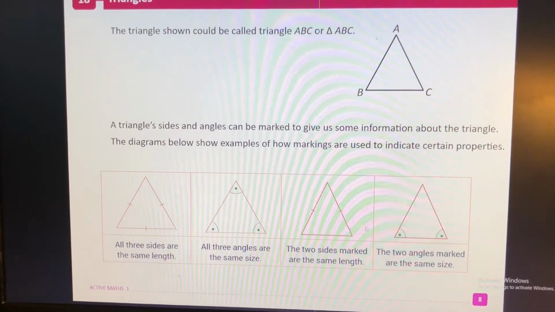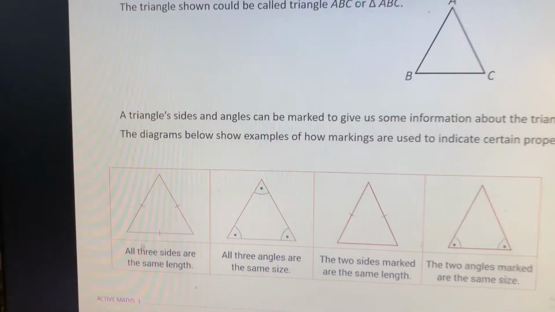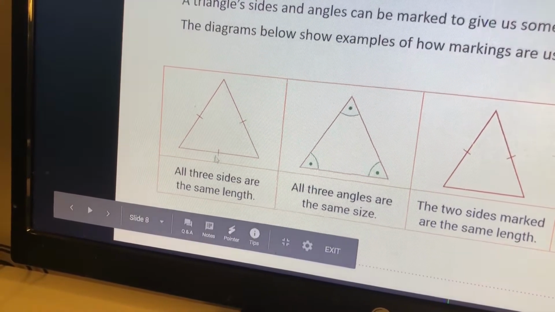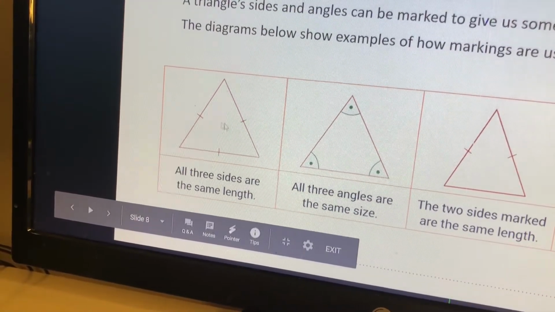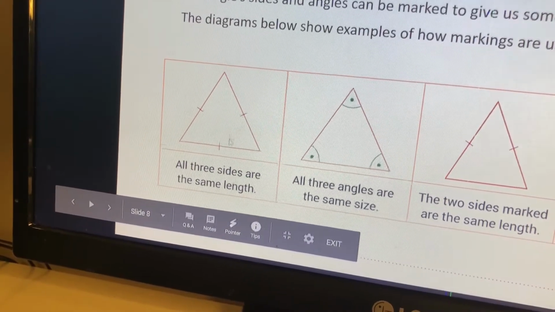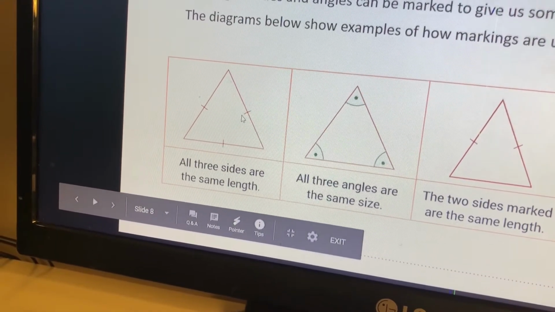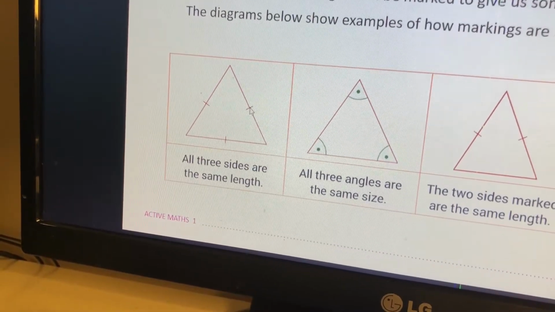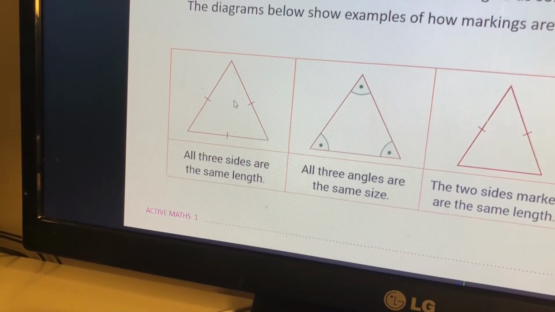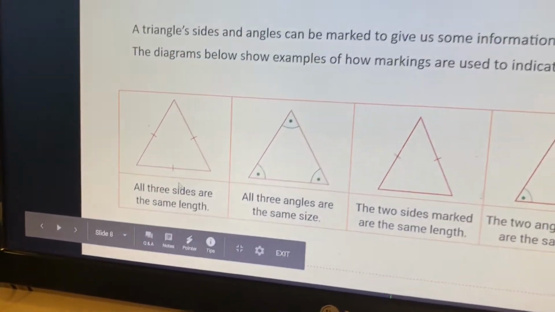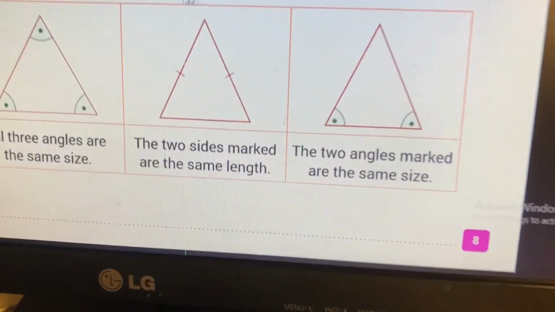So we've got 4 diagrams here. So if we look at this first one, then you will notice that we have the same little marker somewhere in the middle of each of these sides. Just one marker, a little line going through it. And what that tells us is that all 3 of those sides must be equal in measurement. So all 3 sides are the same length.